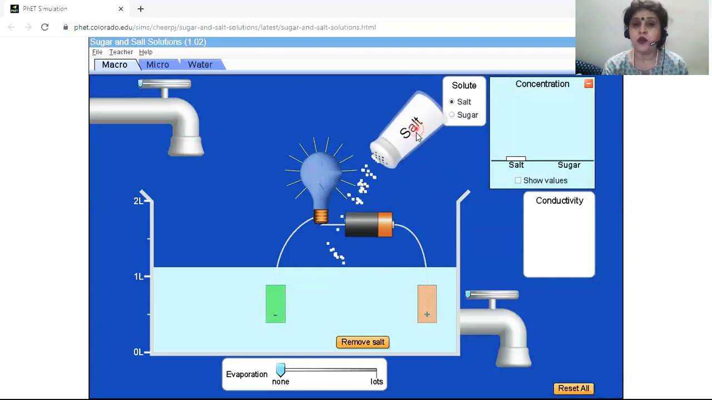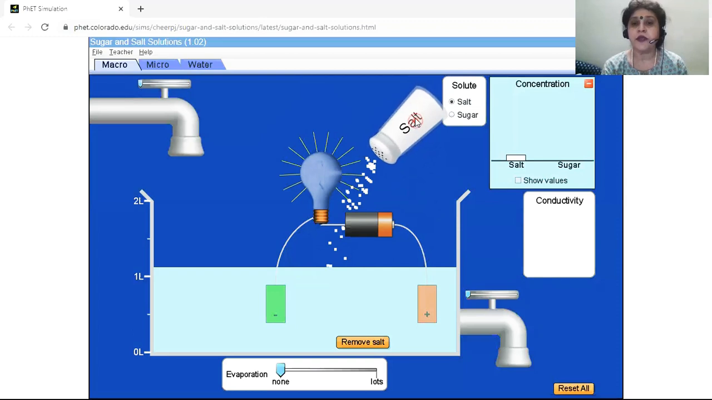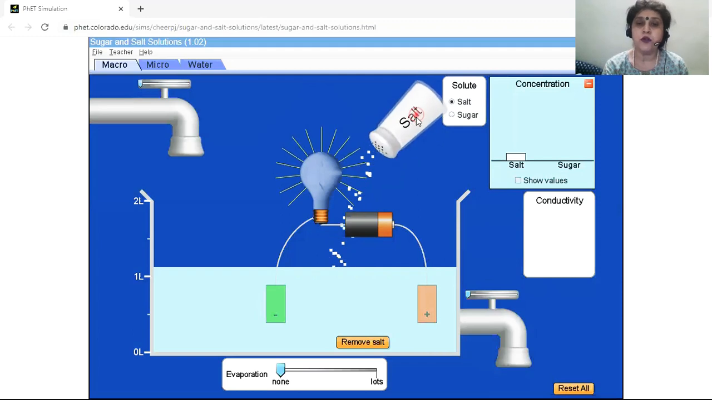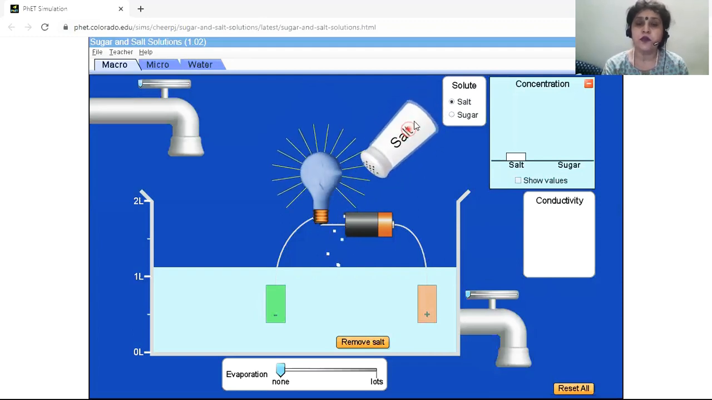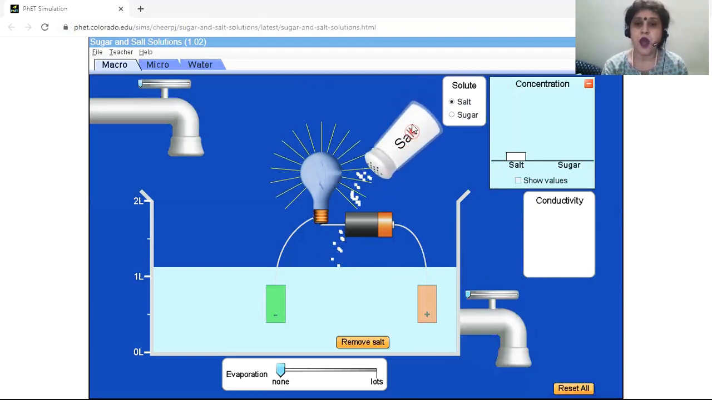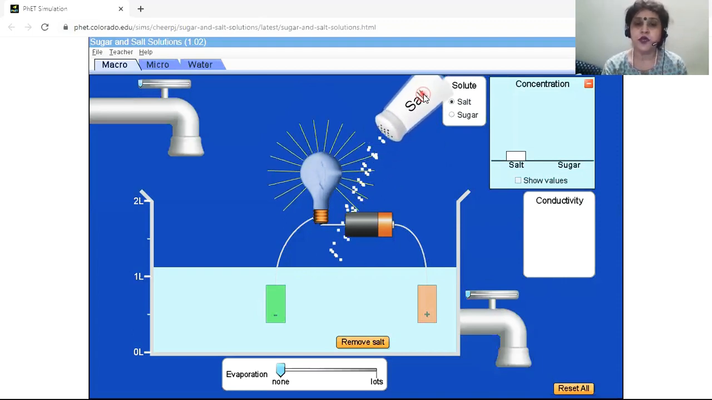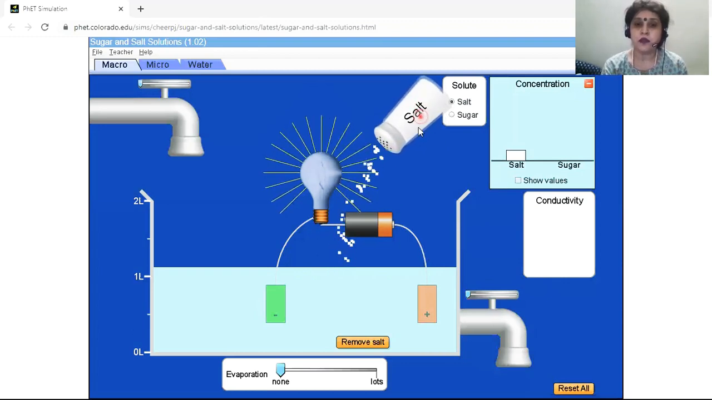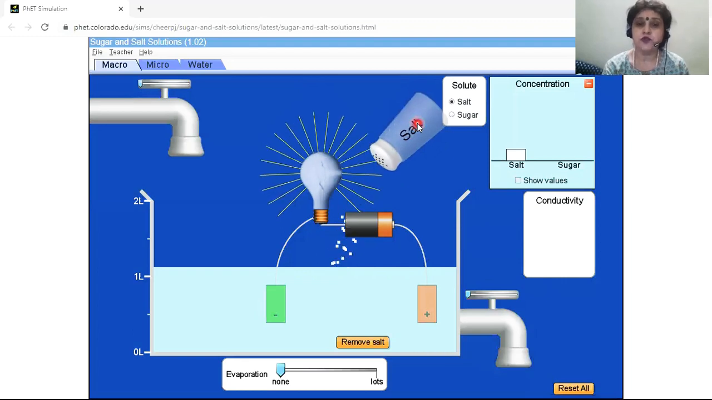So salt solution conducts electricity, and see, the bulb starts glowing with a greater intensity when we add more and more salt crystals in this water. See how the bulb glows on adding crystals of salt in the water. Now there is no more salt in this container.